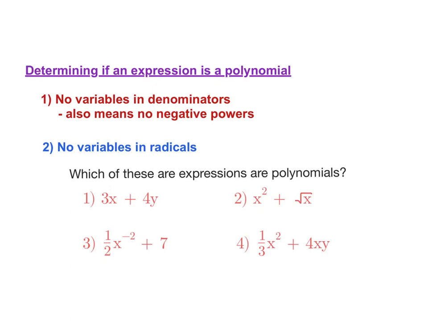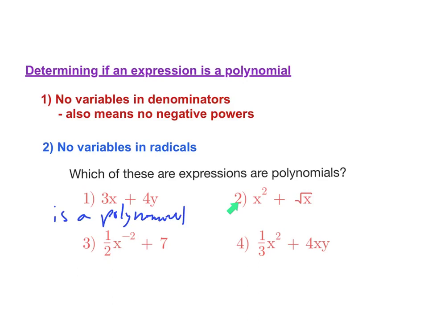Okay. So let's start right off the bat with this first one. 3x plus 4y. Is there a variable in a denominator? No. Is there a variable in a radical? No. So what can we say about this? It's a polynomial. Okay. And my explanation would be, and I'm not going to write it out because I don't have enough space, but you would need to do this on your homework. Your explanation is no variables in denominators or radicals. And you're good. Okay.